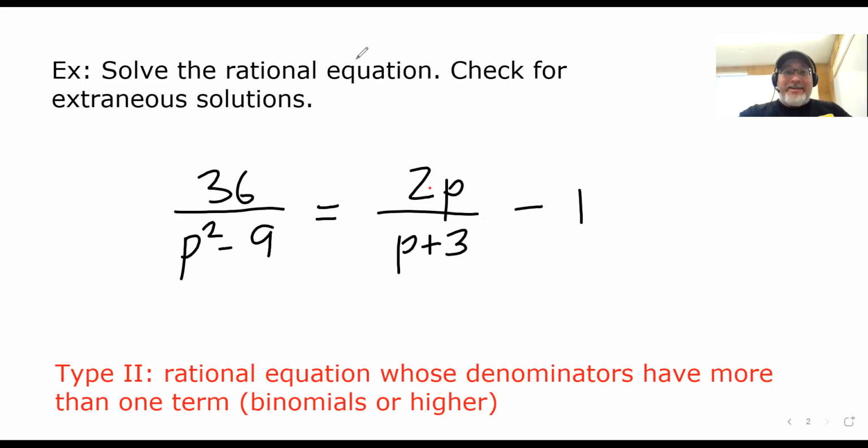So as tempting as it is, and I see this all the way through Calculus 3, as tempting as it is to say, I'm going to cross out these p's because they match, that's not enough. They also have to be parts of multiplication problems. All right. So we can't cross out the p on the bottom. We can't cross out the 3 either. So can we cross out anything?